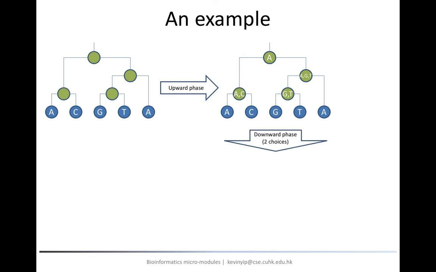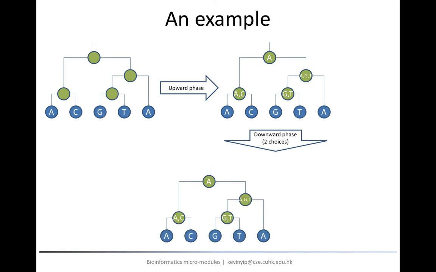Now for the downward phase. As we will see, the algorithm can produce 2 solutions depending on which nucleotide is chosen along the way. First, since the root has only one nucleotide in its preference set, it has to choose it. Then for its left child, since the root has chosen A and A is also in its preference set, it has to choose A. For the right child of the root, in the same way, it has to pick A as its choice.